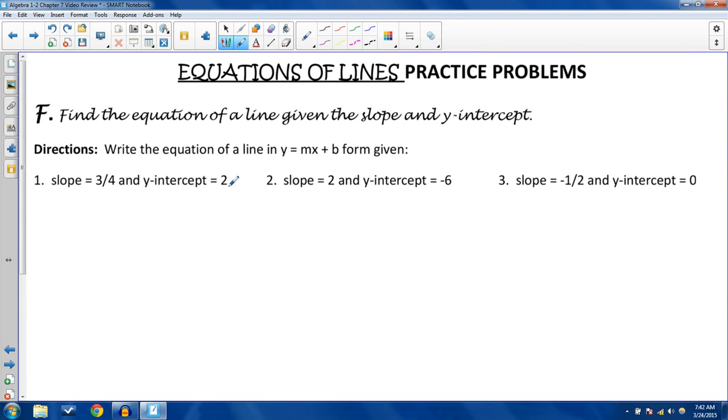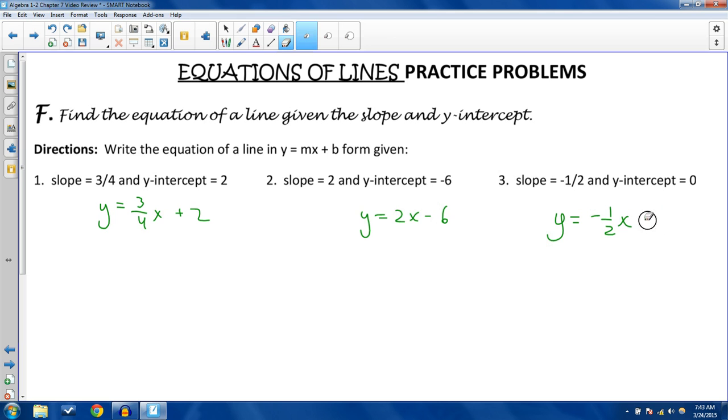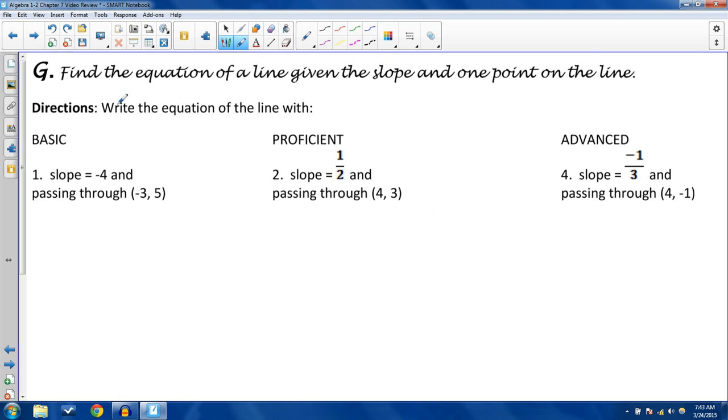Write the equation of line in y equals mx plus b form. Honestly, I'm just going to write these down. If you have questions on what they are, you might need to ask some questions. Negative 1/2 x plus 0 is also negative 1/2 x. So if you just see that, make sure you know. I think that's just because those are the basic problems.